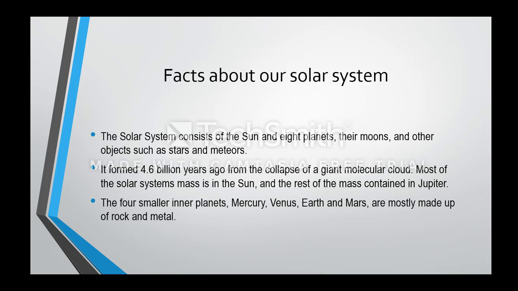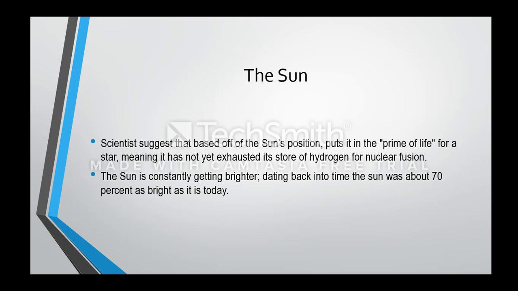Facts about our solar system. The solar system consists of the sun and 8 planets, their moons, and other objects such as stars and meteors. It formed 4.6 billion years ago from the collapse of a giant molecular cloud. Most of the solar system's mass is in the sun, and the rest of the mass is contained in Jupiter. The 4 smaller inner planets, Mercury, Venus, Earth, and Mars, are mostly made up of rock and metal.